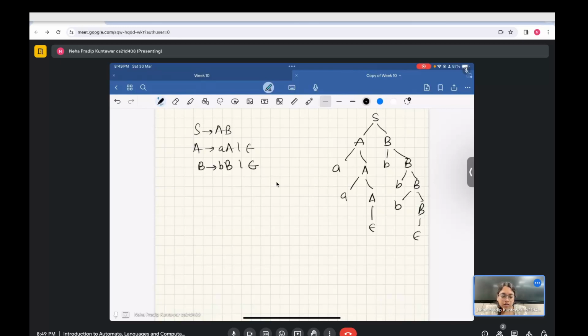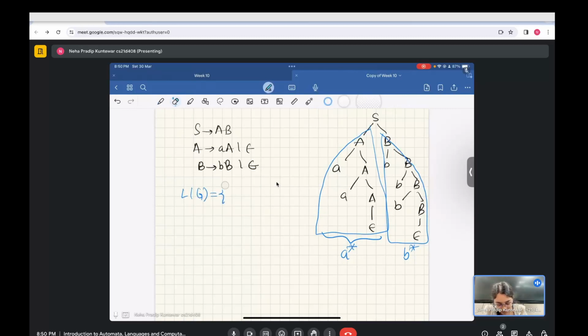So what is the language that is generated by the grammar? From the left side of the tree, you would have derived several a's. How many a's can there be? There can be any n greater than or equal to 0 a's, hence you have a star, because A can terminate in epsilon right at the beginning. With exactly the same argument, on the right hand side you can generate any number of b's. So the language of this grammar is nothing but a star b star.